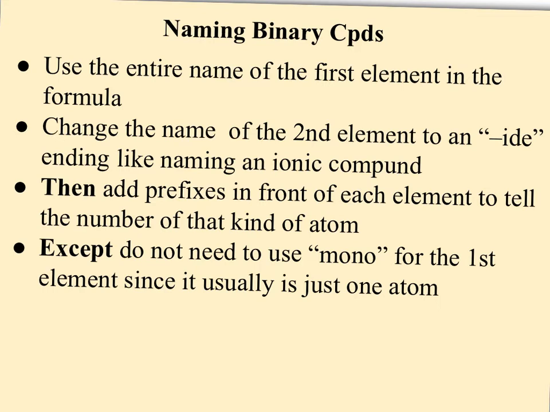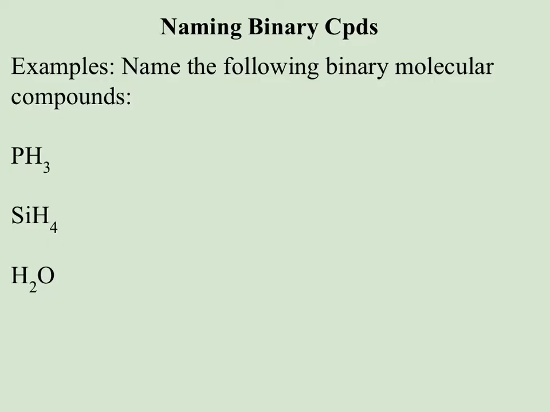And the prefixes are pretty standard. One is mono, two is di instead of bi, not too difficult, diatomic, two atoms. Three is tri, four is tetra. A lot of people want to use quad, but think of tetra. And then five is penta, hexa, hepta, just like you're used to in math. The only exception is you don't need to use mono for the first element, because so many covalent compounds have just one single atom of the first element at the beginning. So we'll take a look at a couple examples here.